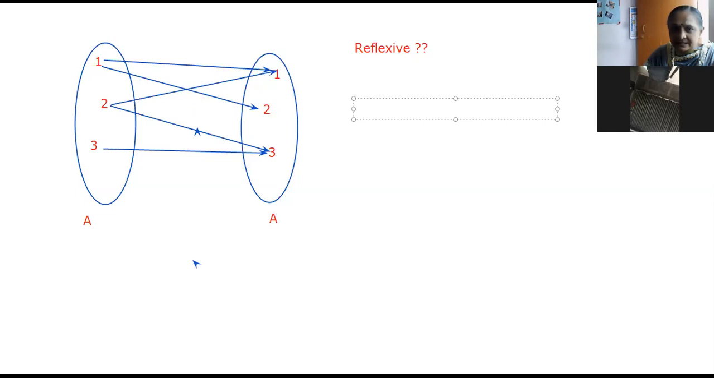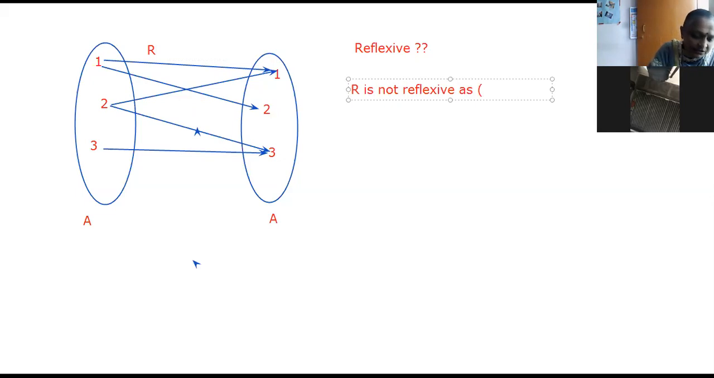Let us note it. Let us give notation. Let us call this relation R. If you have drawn it, let us write: R is not reflexive as ordered pair (2, 2) does not belong to, we use the belongs-to sign and cancel it, does not belong to capital A. I hope you are watching it. Is it clear?